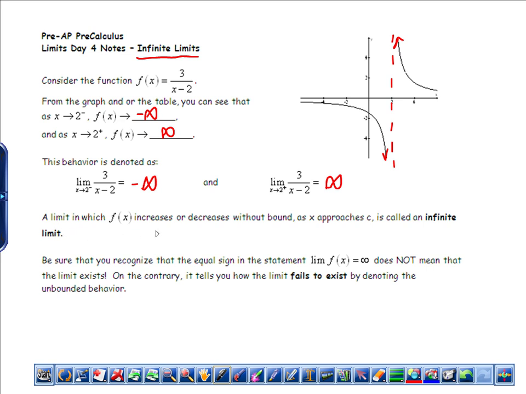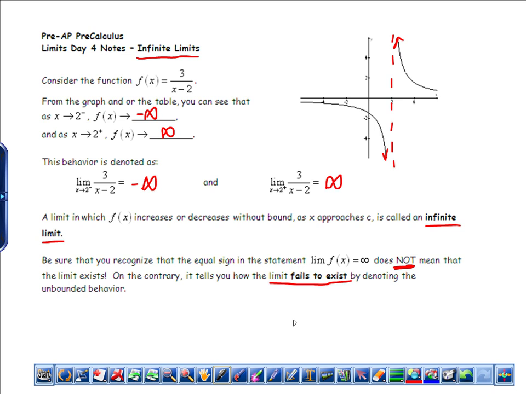So it says the limit in which f of x increases or decreases without bound as x approaches c is called infinite limits. And you may be thinking, this is nothing new. And you're right. We're just bringing everything together in notation and concept. It says be sure that you recognize that the equal sign in the statement does not, emphasis on the not, mean that the limit exists. On the contrary, it tells us that the limit fails to exist.